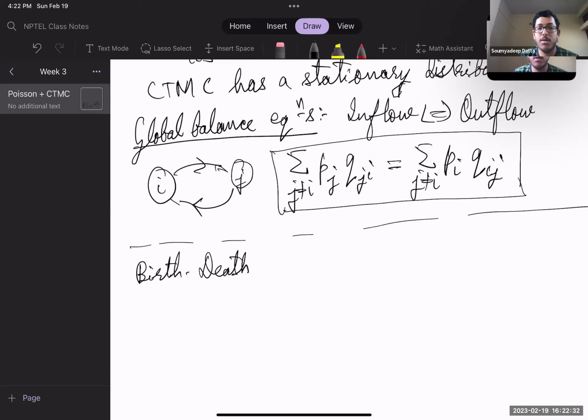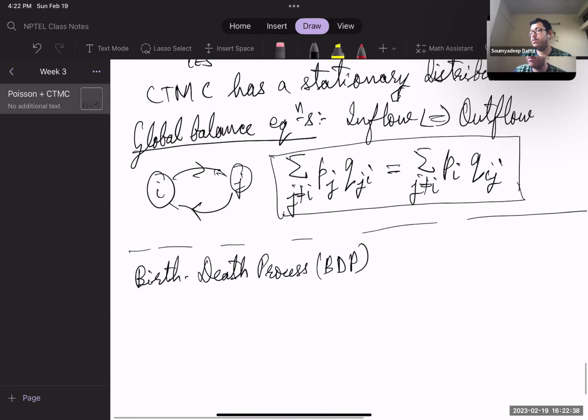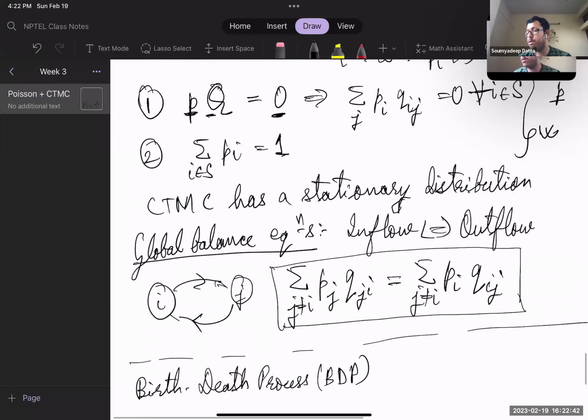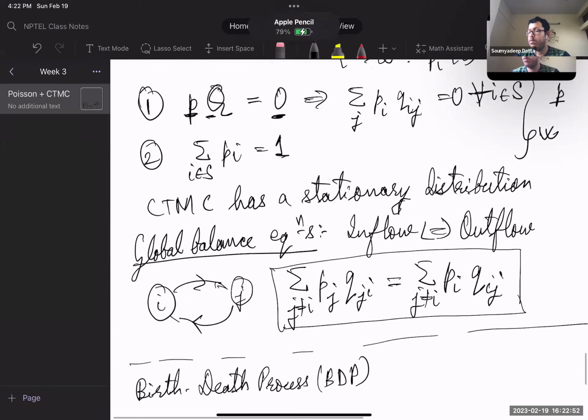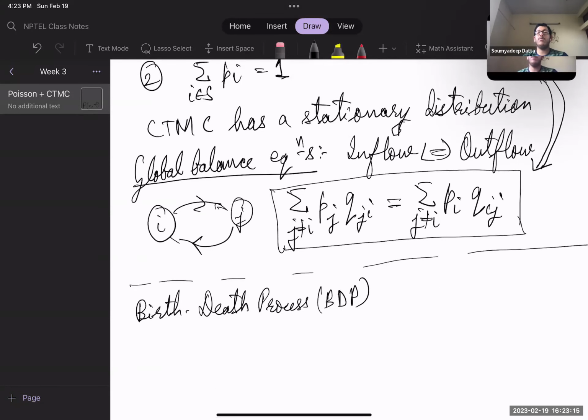Especially for queues, this is very important. Before I move to the birth-death process, I want to ask if there are any questions regarding this. This global balance equation is very intuitive to understand, and you can derive it from these properties. That is why these properties are important, because otherwise the global balance equation will not hold, and we will not have any way to characterize the steady state behavior of a continuous state Markov chain.